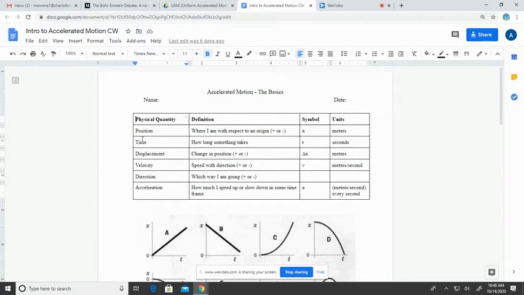Next is going to be time. And remember, position and time are fundamentally two of the easiest things that we can measure that tell us a ton of stuff about an object. Now remember, time is just how long something takes. Symbol is a little t. Units are going to be in seconds.